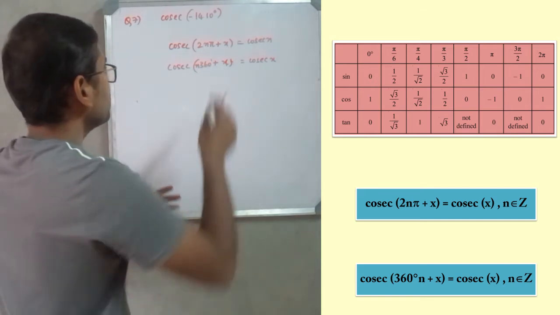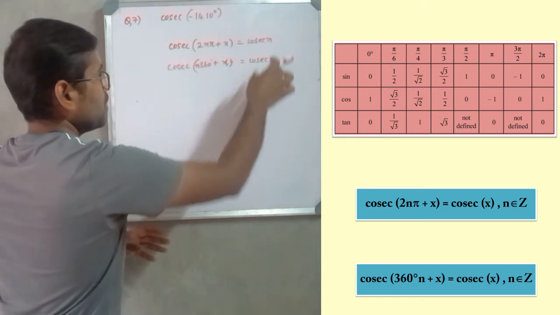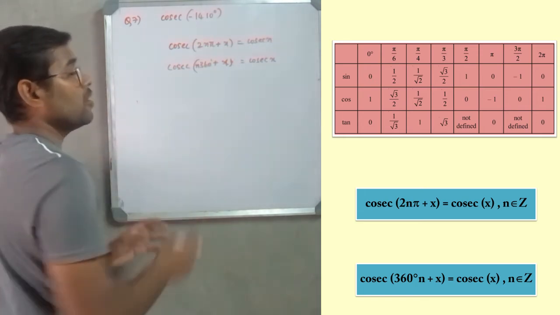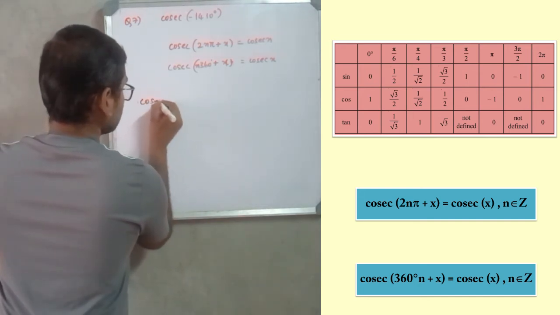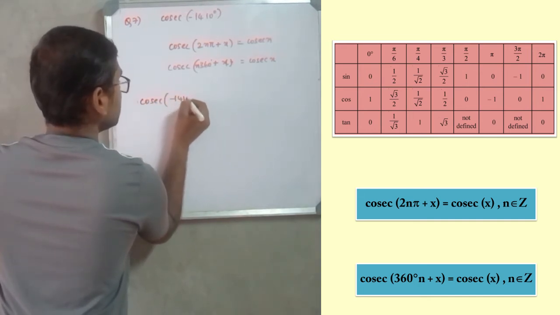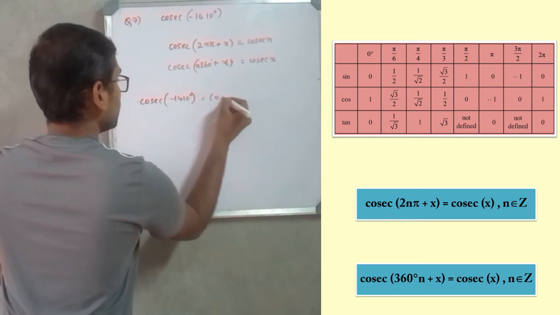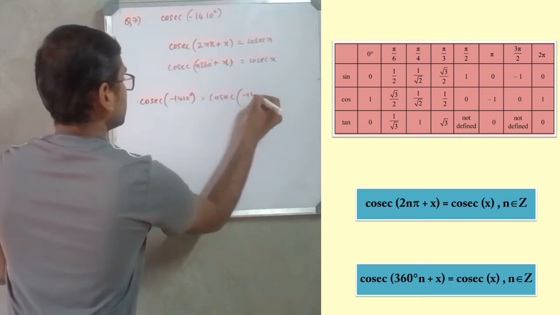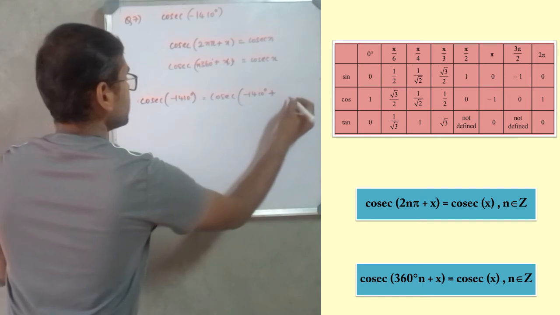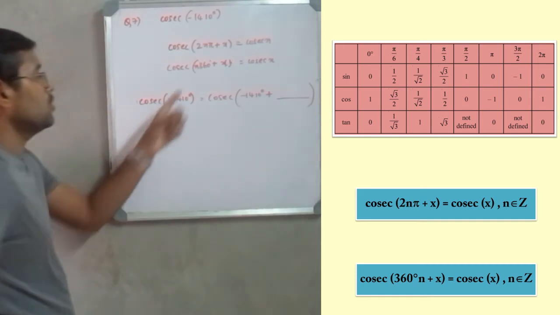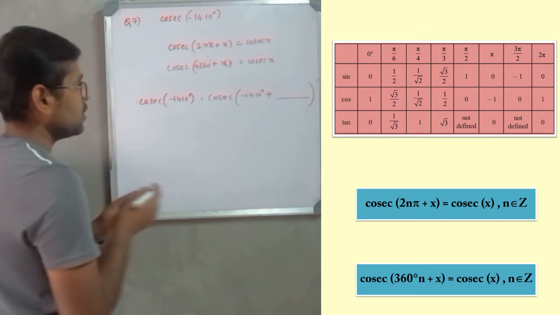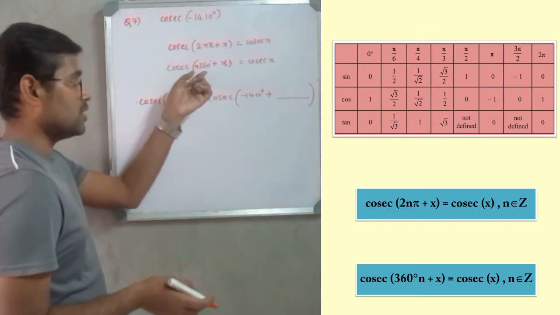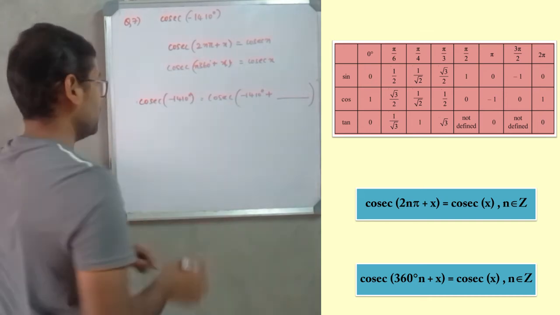Now what I will do, I will take this whole angle as x and add an integral multiple of 2 pi to it. I will take cosec of minus 1410 degrees, which will be equal to cosec of minus 1410 degrees plus some integral multiple of 360. So how much will I add? I will take the integral multiple of 360 which is very close to this given angle.